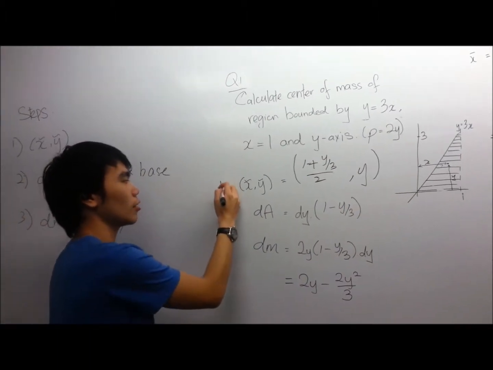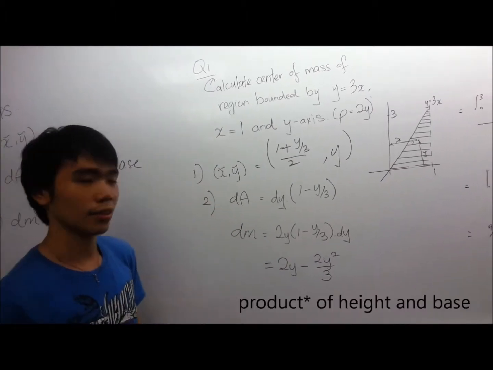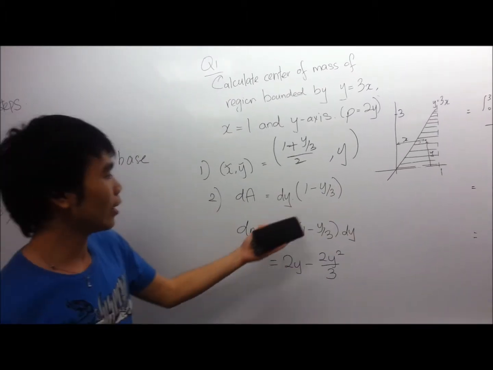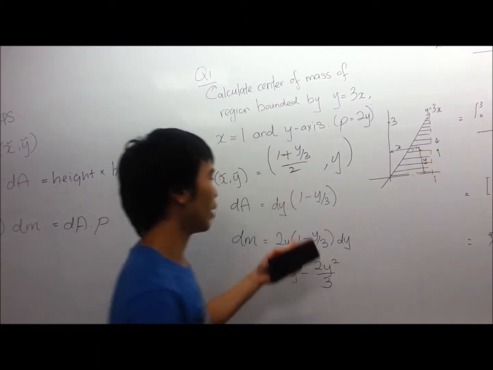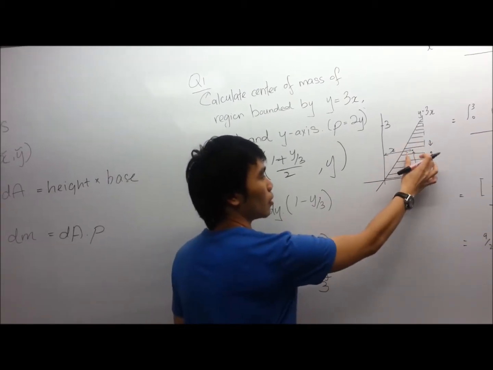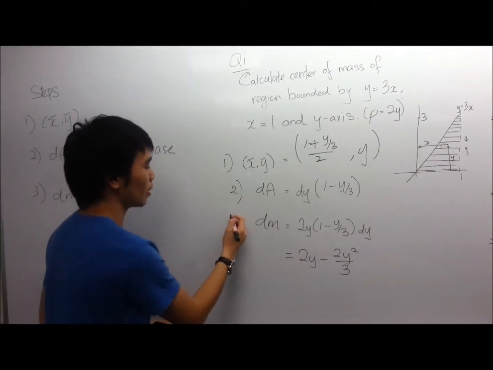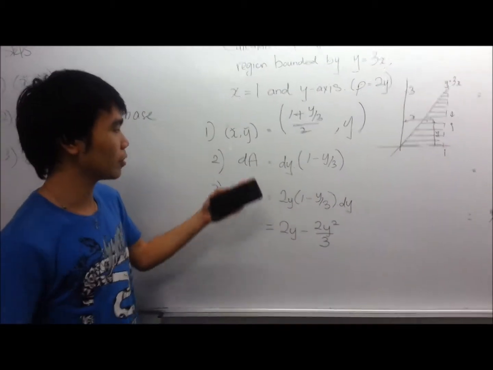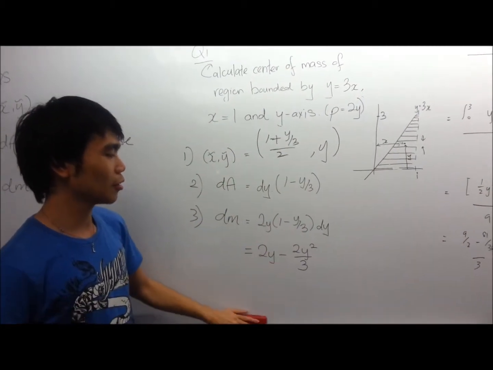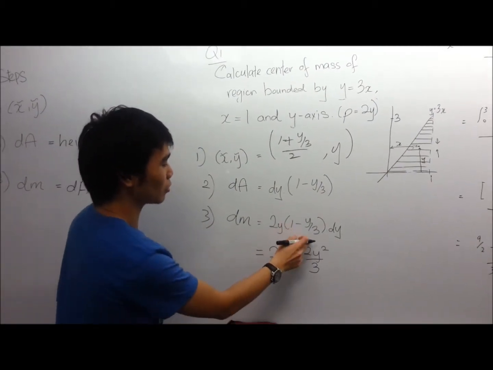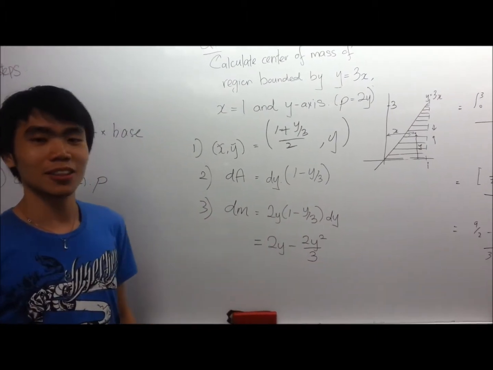After that, we find dA, which is the product of height and base. The height is dy, which is here, in between. And the base is this whole part here, so it's 1 minus the function. With that, we find dm, which is the product of dA and density. Density, as you could see, is 2y, and 1 minus y over 3 is dA. So you get this as dm to be integrated into mass.